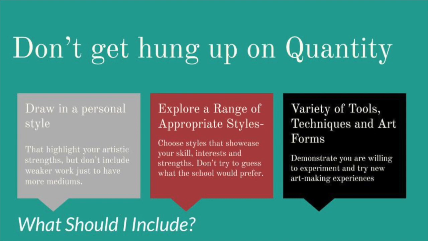Your portfolio should highlight a few different styles you have worked with, even if they're in the same medium. So, for example, if you're applying to a photography program, include a variety, some landscape photographs, portraits, or action shots with different lenses. Choose a range of mediums that highlight your artistic strengths, but don't include weaker work, just for the sake of covering a greater range of mediums. Choose artistic styles that showcase your skill, interests, and strengths, and don't try to guess what the university or art school would prefer. Choose the things that align with your strengths.